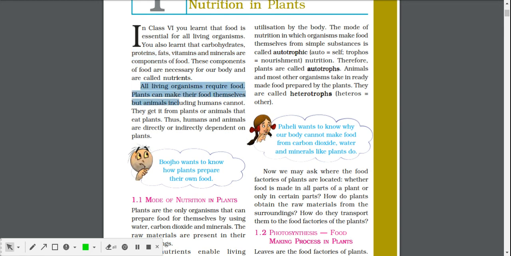All living organisms require food. Plants can make their food themselves, but animals cannot. Can we make our food? No. We just cook the food that we obtain from plants and other living organisms. They get it from plants or animals that eat plants. Thus, humans and animals are directly or indirectly dependent on plants. What we are trying to say is that each and every one of us is dependent directly or indirectly upon plants in order to obtain our food. Even if we are eating any other organism, that organism is obtaining energy from plants only, right?